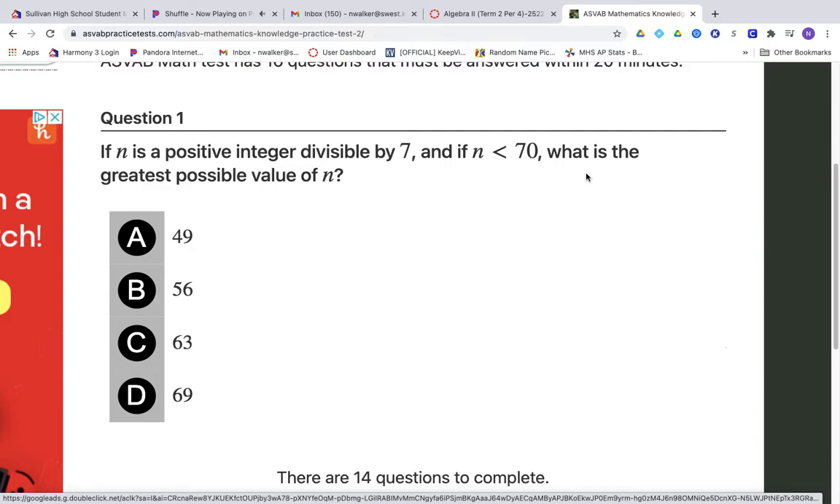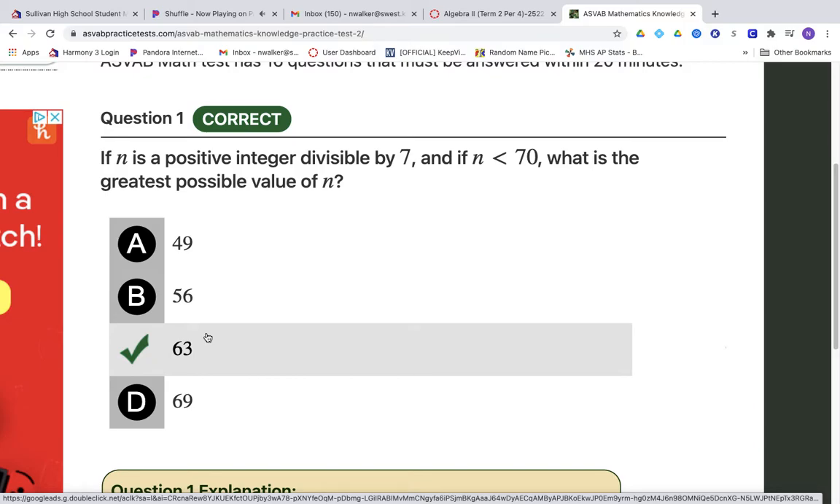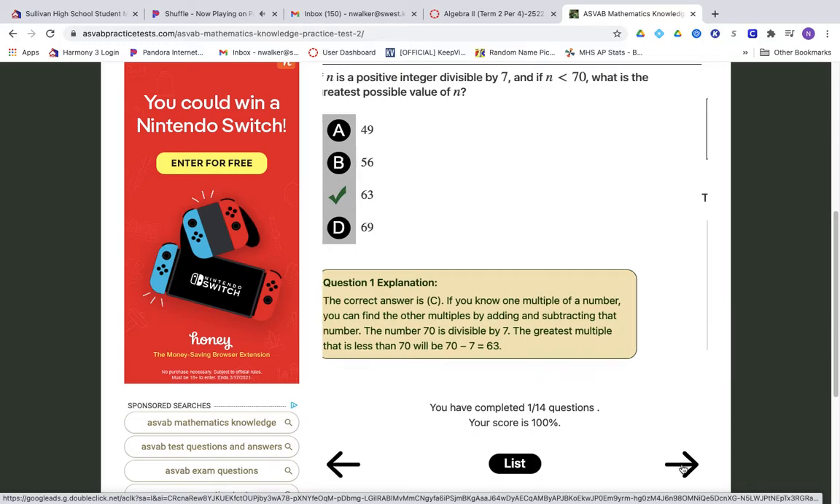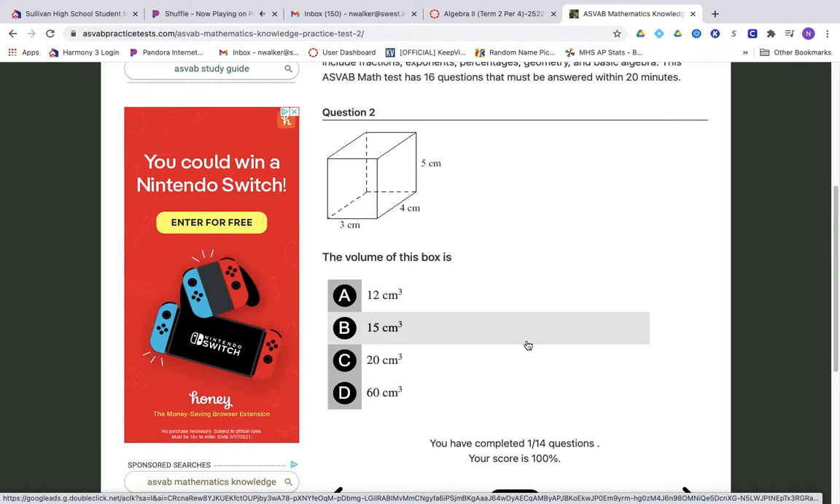But it says, and n is less than 70. What is the greatest possible value? So out of the 3 left, what's the greatest possible value that's less than 70? 63. That's it. That one wasn't too challenging. I'm hoping you guys got the question that was similar to that correct.